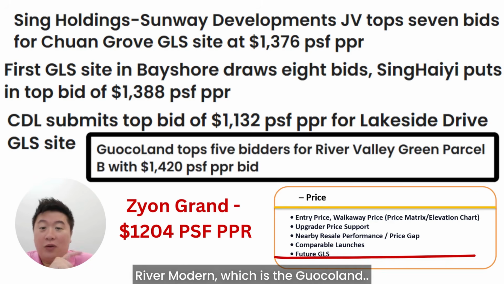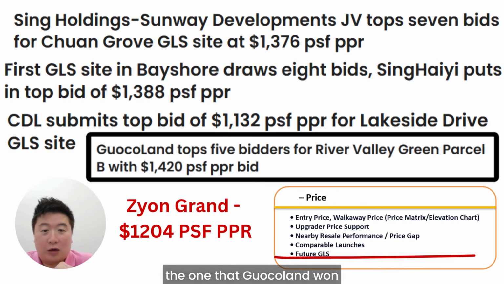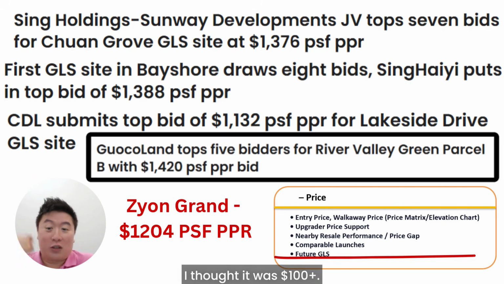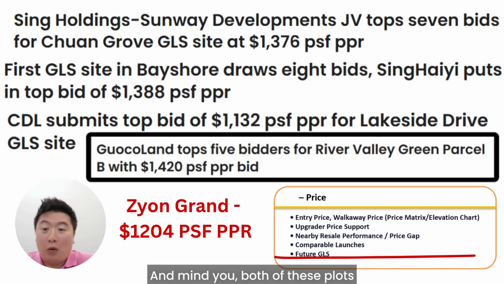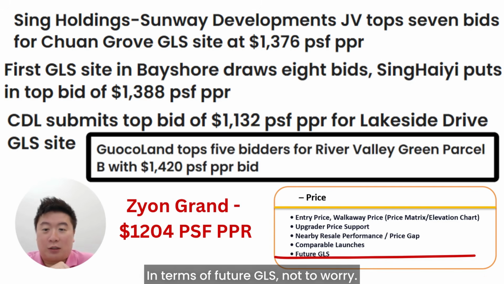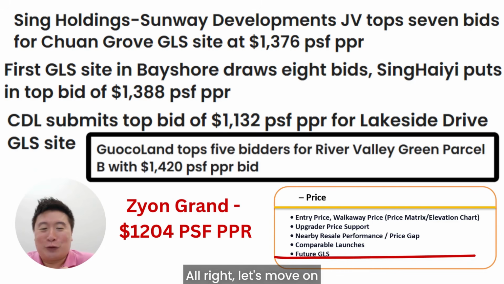And here's the thing. River Modern, which is the Guocoland one, the River Valley Green Parcel B that Guocoland won the bid for, is 1420 PSF PPR. So I was wrong in the previous session. I thought it was 100 plus. It's actually 216 PSF PPR more than Zion Grand. And mind you, both of these plots of land are integrated developments with level 1 mixed commercial. It's the same for the Guocoland one, also level 1 mixed commercial, but it's 220 PSF PPR more. So yes, in terms of future GLS, not to worry. The future GLS will give you the price support that you need. Okay, for sure. All right, let's move on to the final scoring.